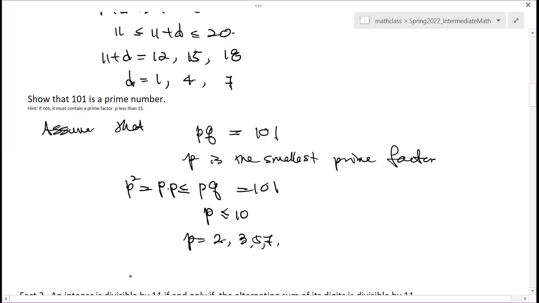So this P cannot be 2 because it's not an even number, right? P cannot be 3 because the sum of the digits is not divisible by 3. And P cannot be 5 just because the units digit is not 0 or 5. So now P cannot be 7. All you have to do is check it, just 101 divided by 7. So P cannot be 7.